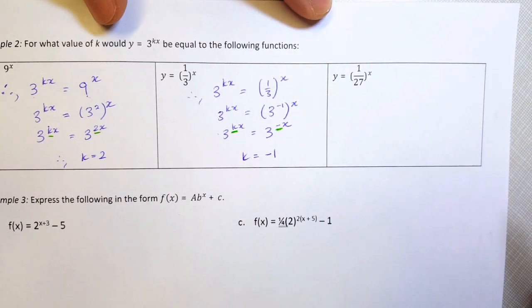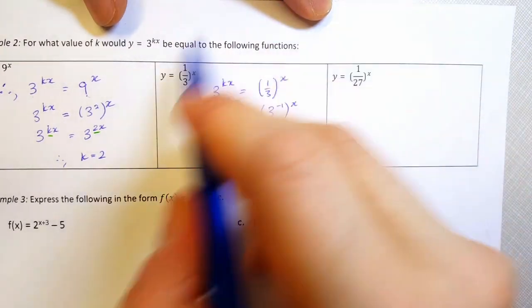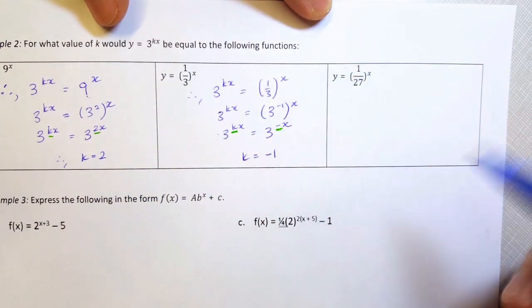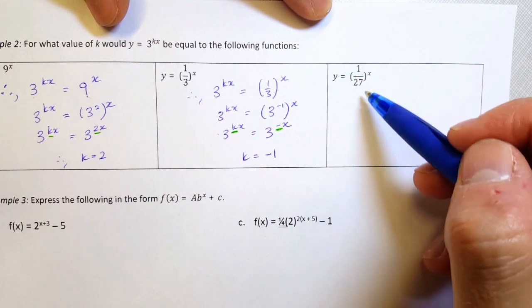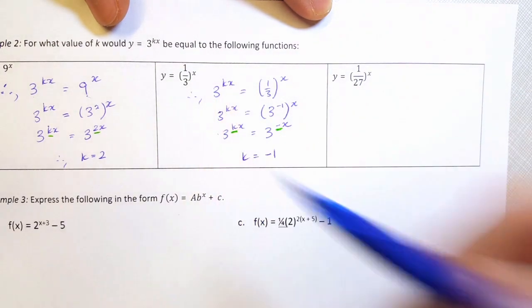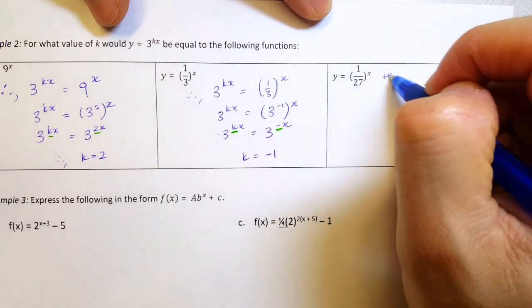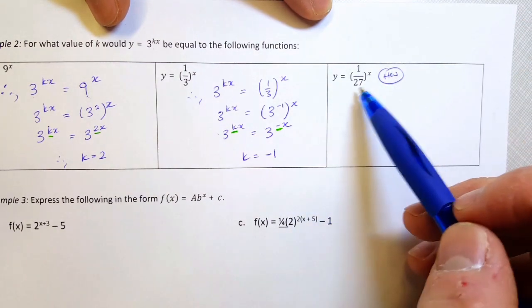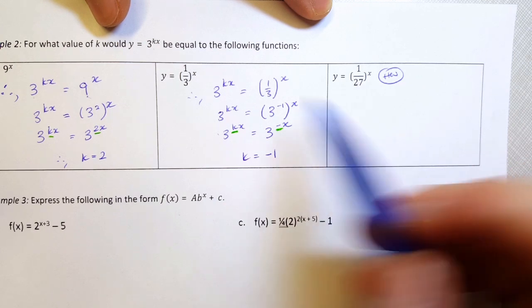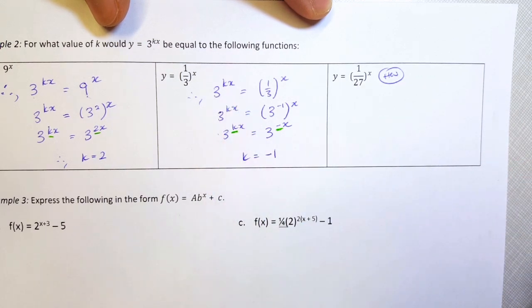Last example here, making these two equal to each other. I want you to think of a way of making 1 over 27 similar to 3 to the kx. Okay, so this one's going to be your homework question. So I want you to challenge yourself to re-express this in terms of 3 to the power of something and make it then equal to 3 to the power of kx and find out what your k value is.